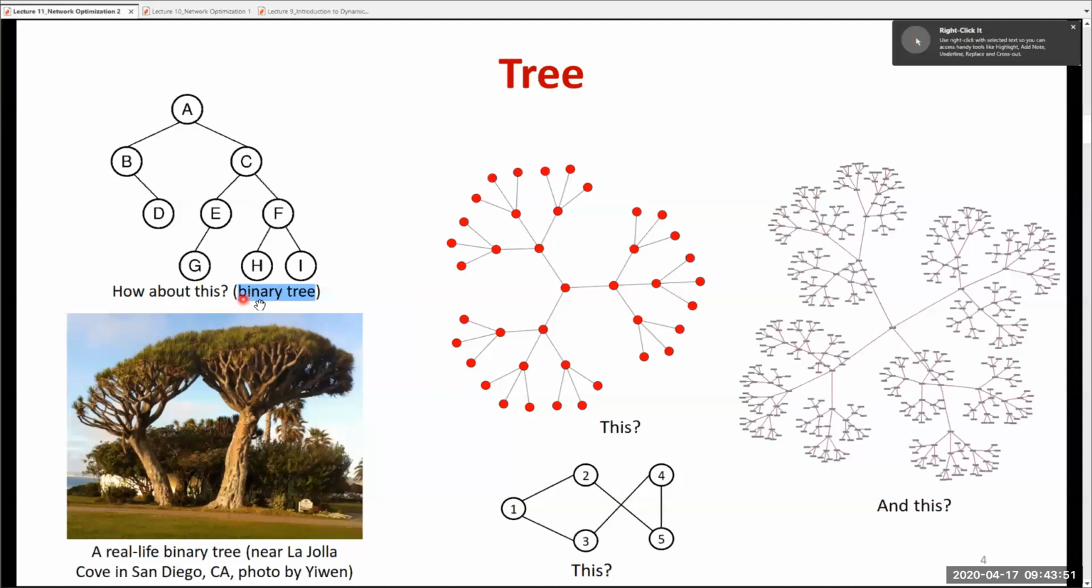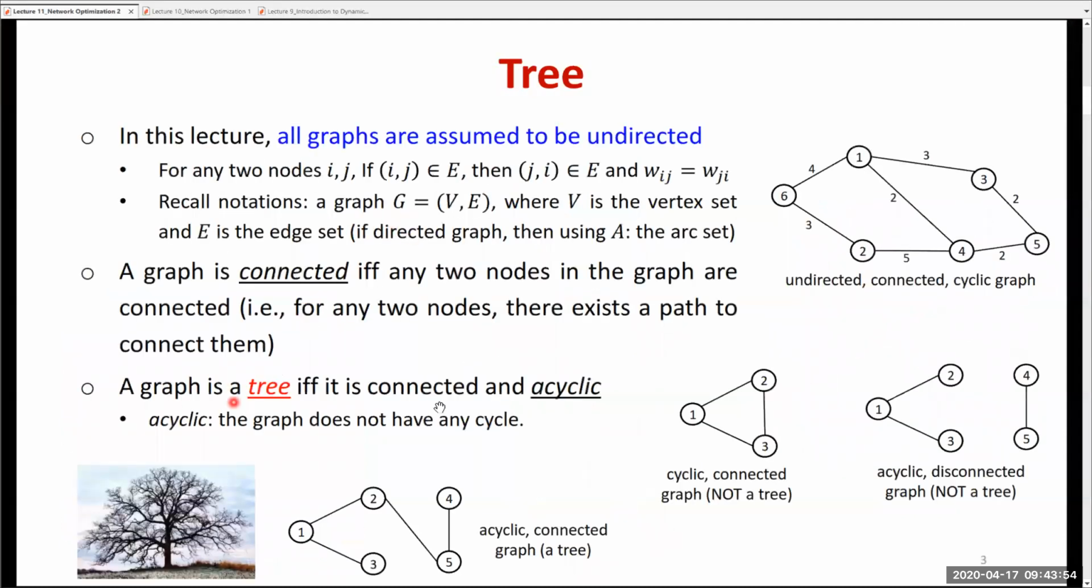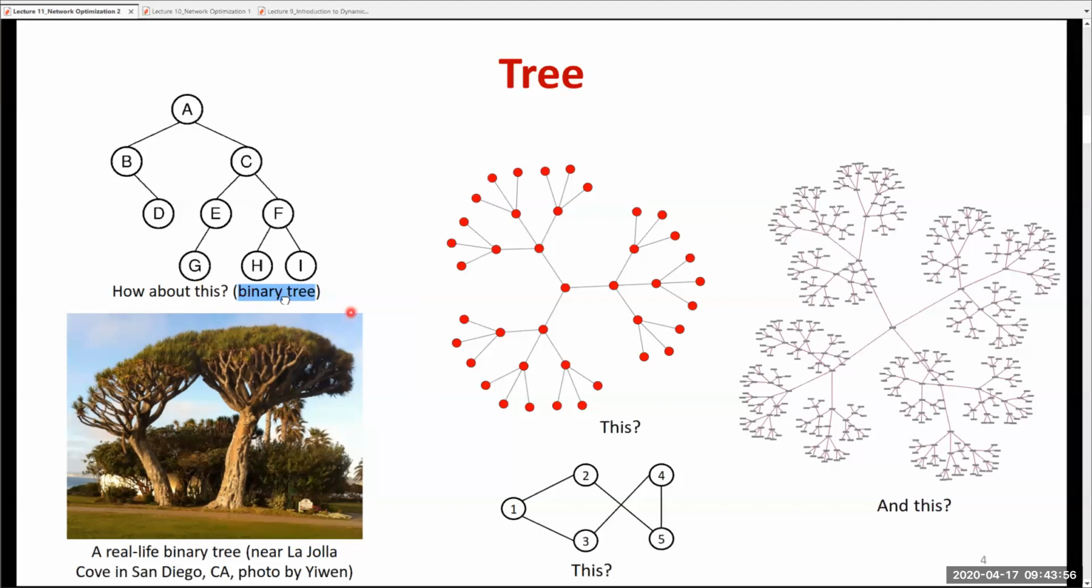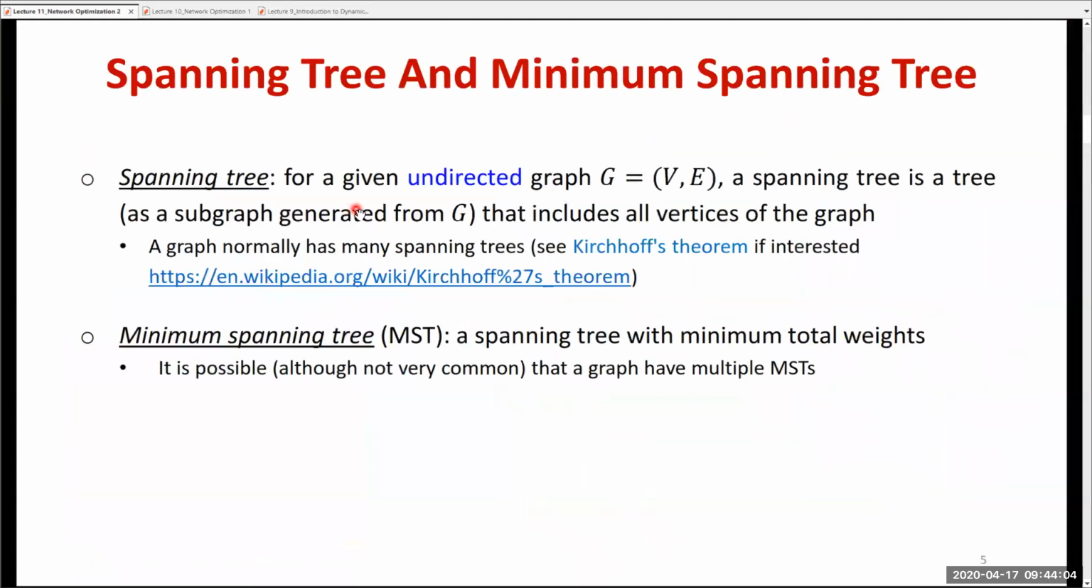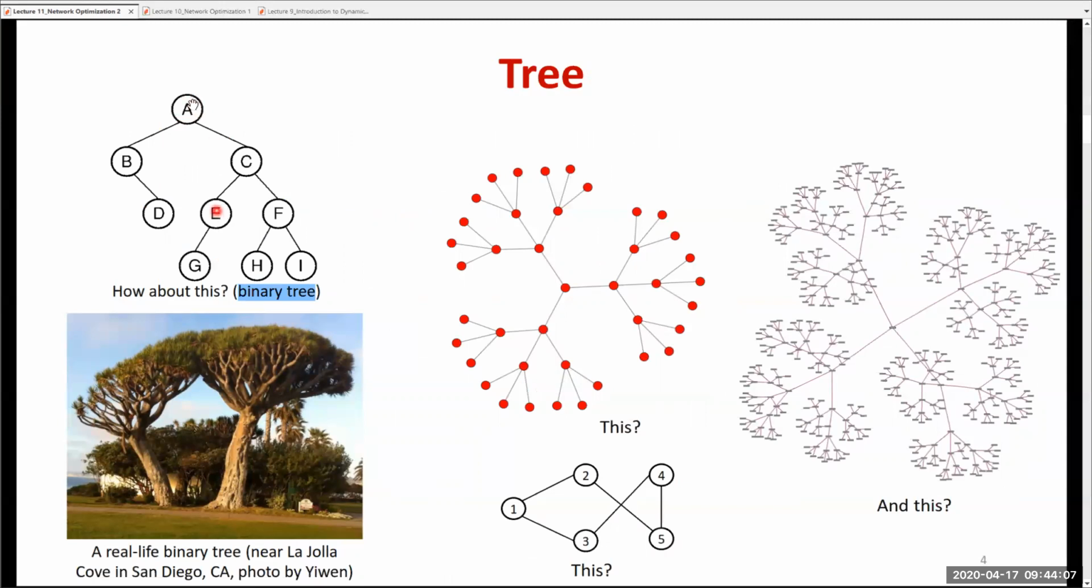Of course, you can use the previous definition to see it. It is connected, yes, of course. Any 2 nodes have a path, and it's acyclic. You cannot find any cycle here, right? And how about this? This is also a tree, okay? Similar, but this is not a binary tree because, for example, consider this node. It has 3 child nodes, 3 children here rather than 2.